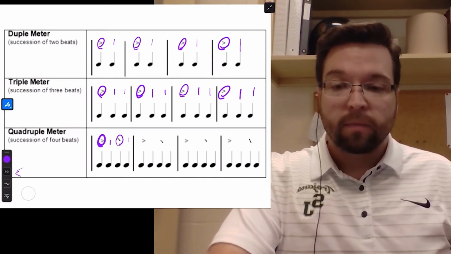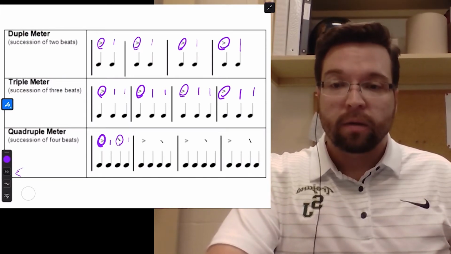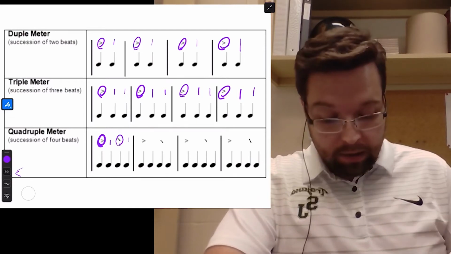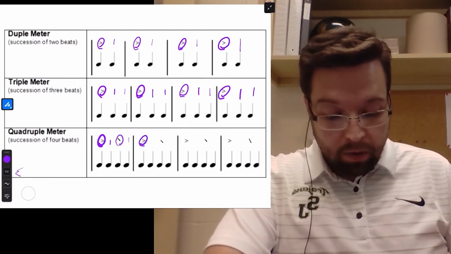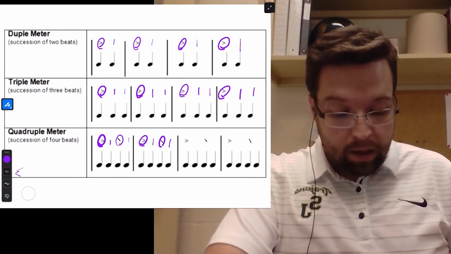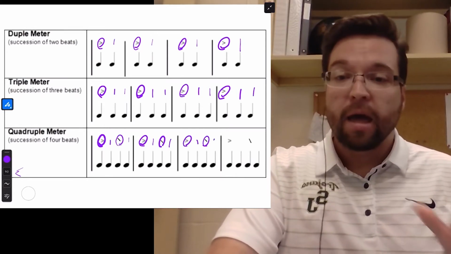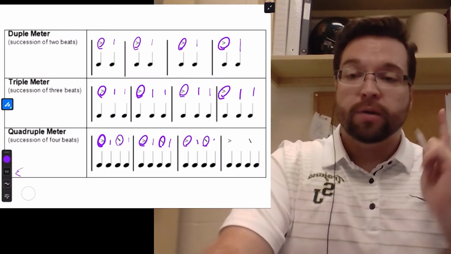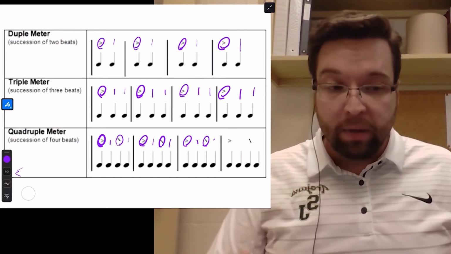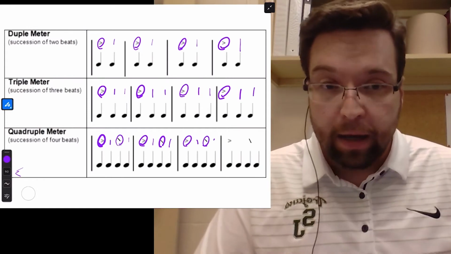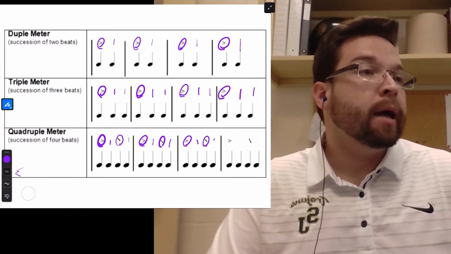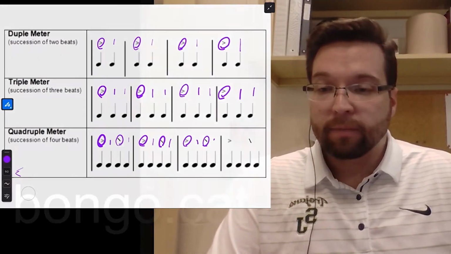Strong, weak, semi-strong, weak, strong, weak, semi-strong, weak, strong, weak, semi-strong, weak. Okay, so that's quadruple. Okay, strong in the grouping of strong and weak beats accented on the downbeats. Okay, so that is for that.